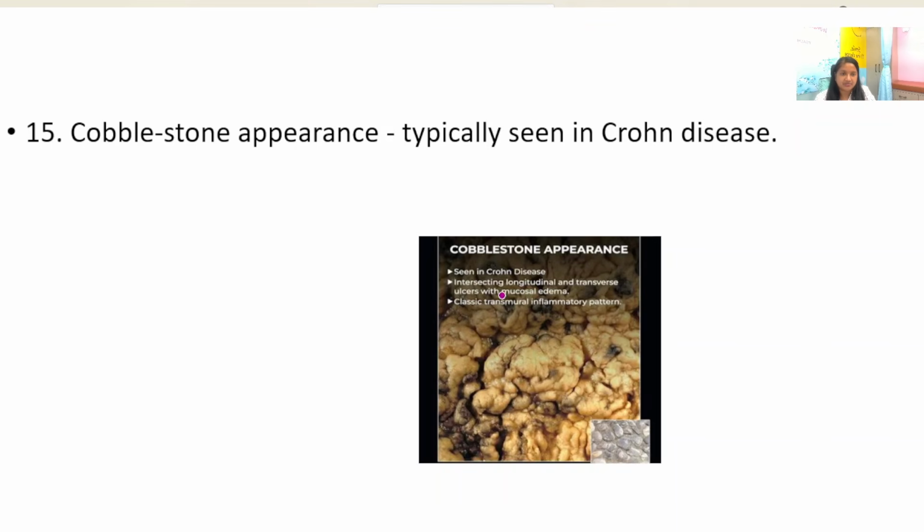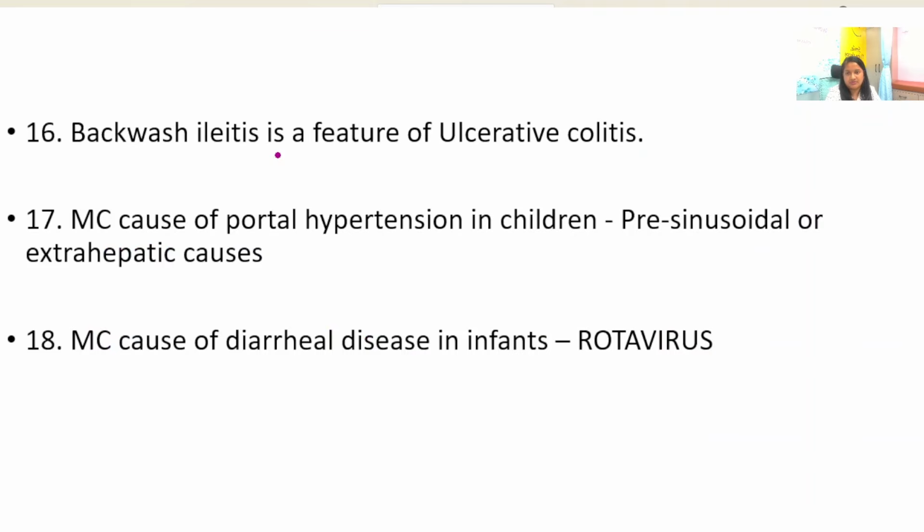Cobblestone appearance is typically seen in Crohn's disease. Like you can see here, there are crypts between the inflamed mucosa. This is typically seen in Crohn's disease, cobblestone appearance. Backwash ileitis is a feature of ulcerative colitis.